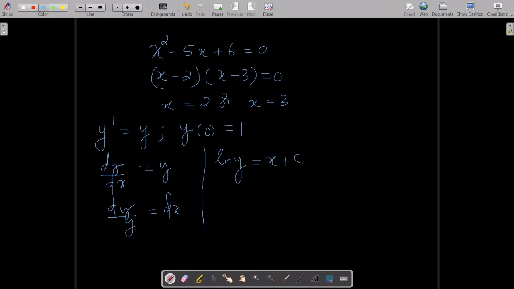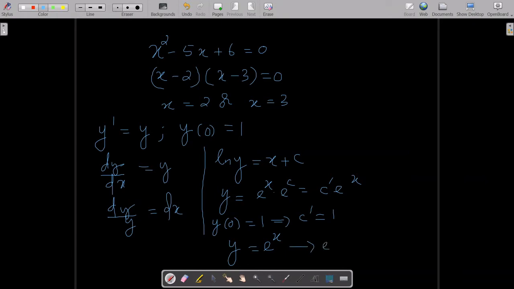x plus c, or y is equal to e raised to x into e raised to c, or we can call this as some arbitrary constant c dash into e raised to x. And applying the initial condition y of 0 is equal to 1, we get the arbitrary constant c dash is equal to 1, and we get the exact solution as y is equal to e raised to x. So in these two problems, we will get the exact solution. See, this is the exact solution of the first order initial value problem, y dash is equal to y together with y of 0 is equal to 1. So this is an exact solution.